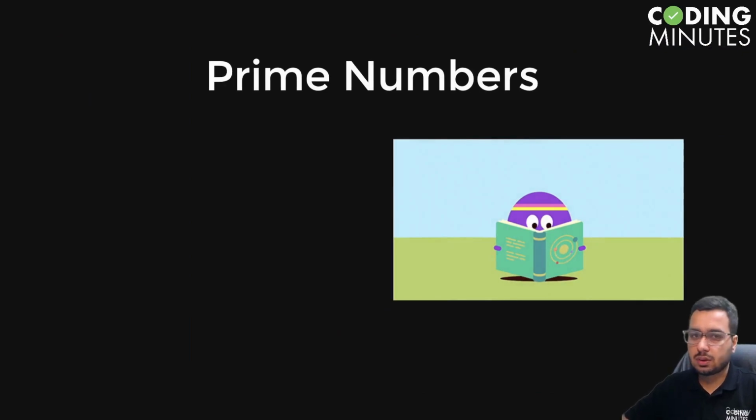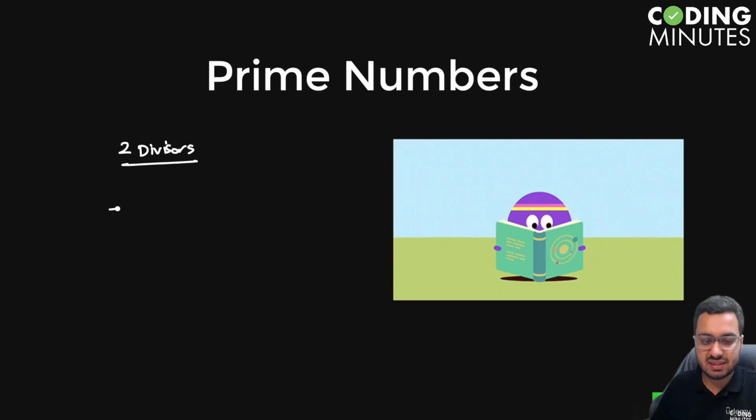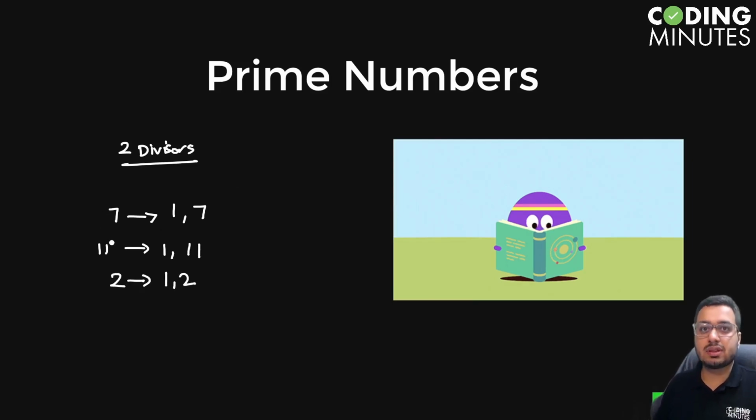Just for a recap, what is a prime number? A prime number is a number which has only two divisors, the number itself and 1. For example, the number 7 has only two divisors, 1 and 7. 11 has only two divisors, 1 and 11. Number 2 has only two divisors, 1 and 2. So all of these numbers are examples of prime numbers.